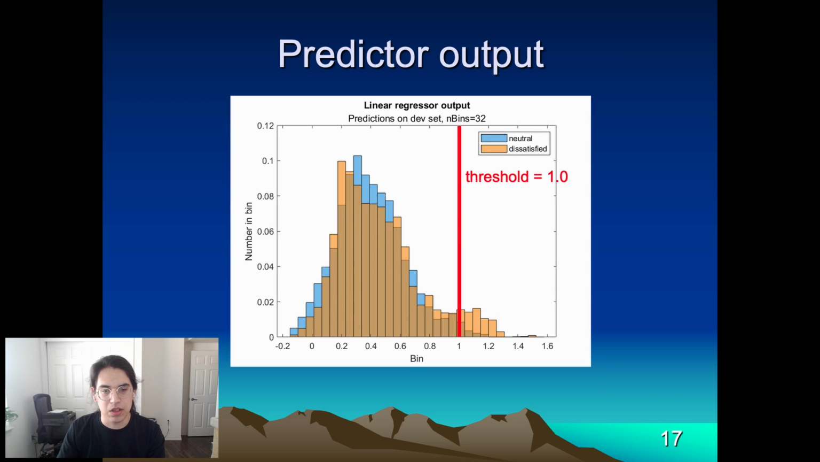This is a different histogram looking at the output of the regressor, predicting on the dev set. So the regressor is going to output some value between negative 0.2 and 1.6. And since our task is to classify each frame as neutral or dissatisfied, we can set different thresholds so that the values to the left of the threshold are classified as neutral, and the ones to the right are classified as dissatisfied. The best threshold depends on the use case and exactly how the interface is going to be deployed. But we selected the best threshold that fits our problem, which is we want to correctly identify dissatisfied frames as dissatisfied.